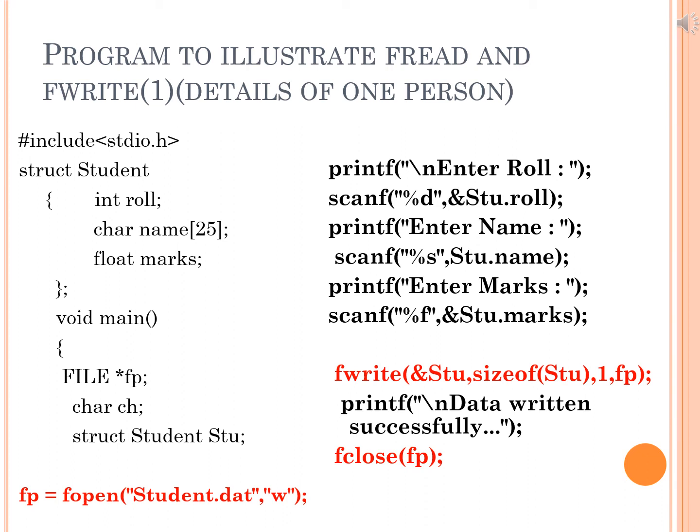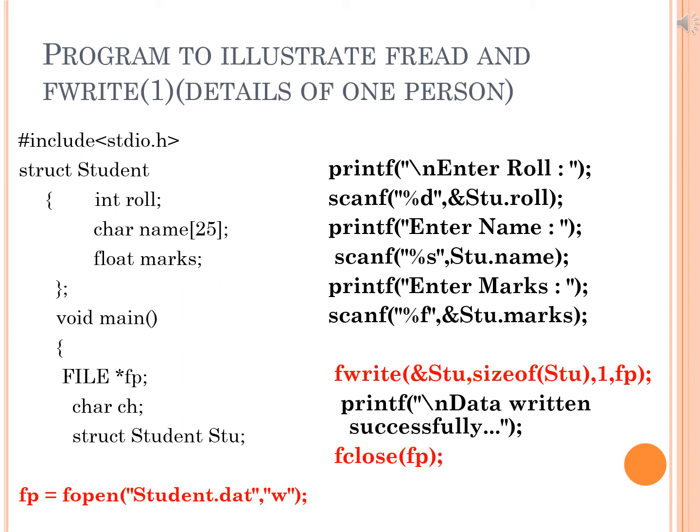The first one was the reference to that particular structure that you want to write, that is stu. So the reference is written as ampersand stu. Next was the size or the number of bytes, that is sizeof stu. Next parameter was the number of times that you want to write. We need to write only once, so we are writing the parameter as 1. And next is the file pointer descriptor, to which file you have to write, that is pointed by fp.